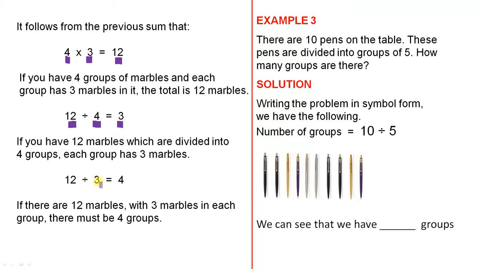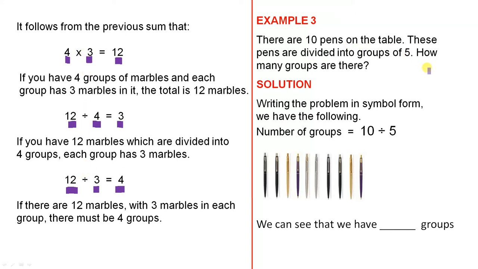12 divided by 3 equals 4. If there are 12 marbles with 3 marbles in each group, there must be 4 groups. So there's the connection between multiplication and division.